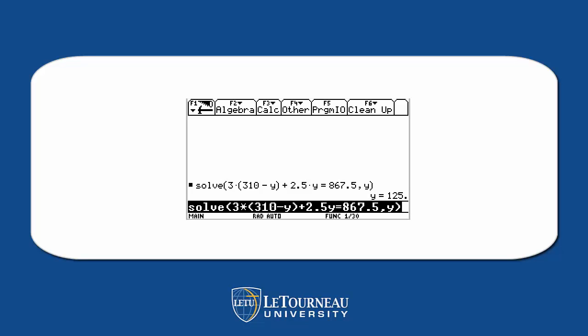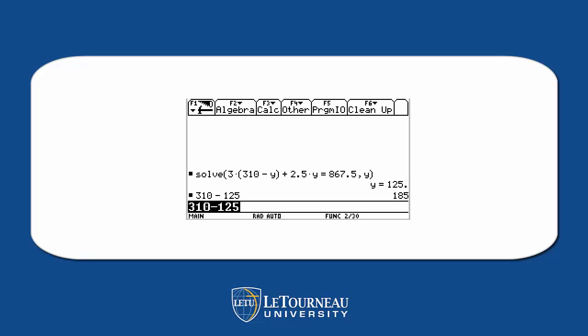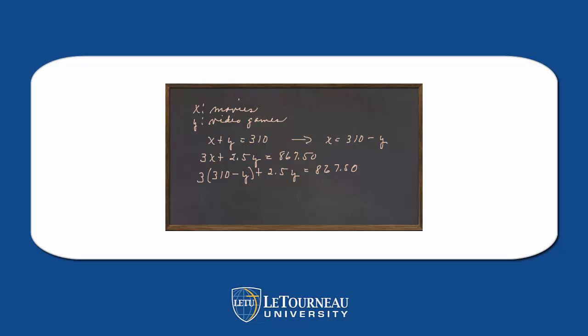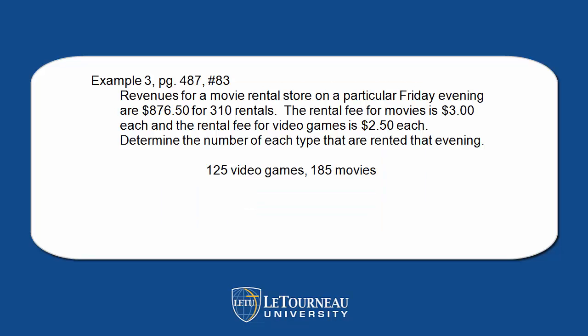So it looks like we've rented 125 video games. 310 minus 125 then is going to tell us how many movies were rented. 185 movies. So let's go back and complete the problem that we were working on, we get then that y was 125 from the calculator and 185 movies. Let's put our answer in. We rented 125 video games and 185 movies.